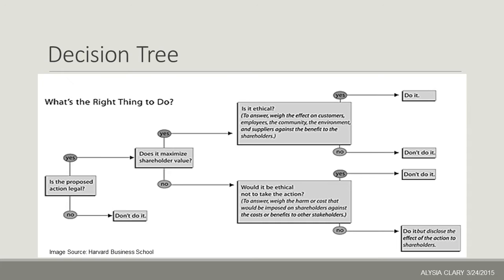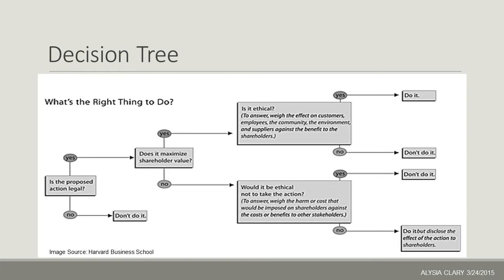The decision tree first requires we ask if the action is legal. If the answer is no, we don't do it, and the tree ends. If yes, we then must ask if it will maximize shareholder value. But at this point, we may choose to continue regardless of whether the answer is yes or no. Then we move on to the ethics question.